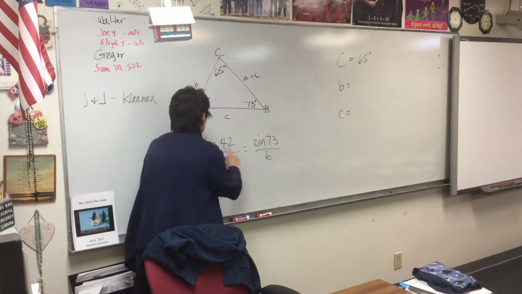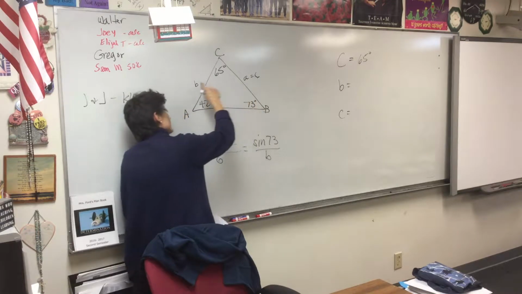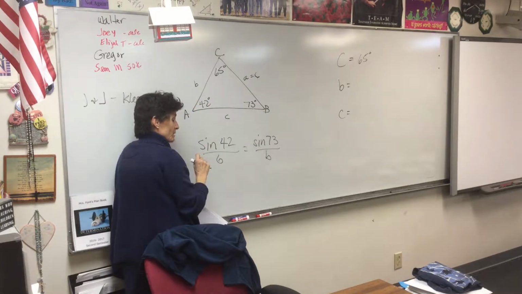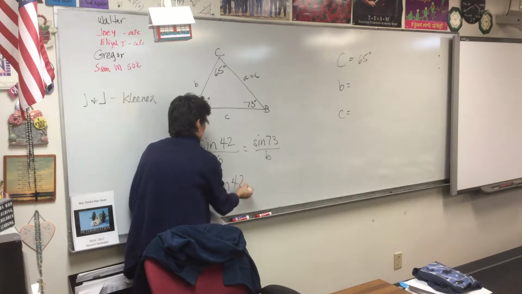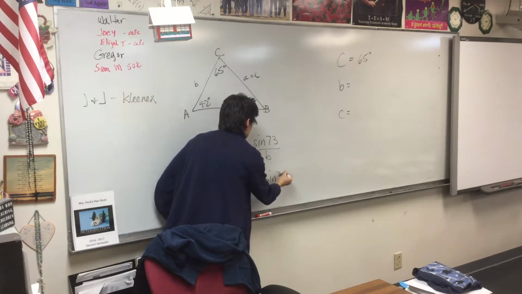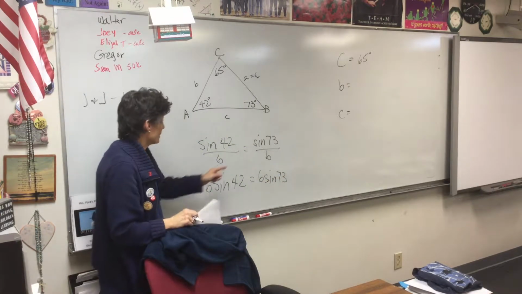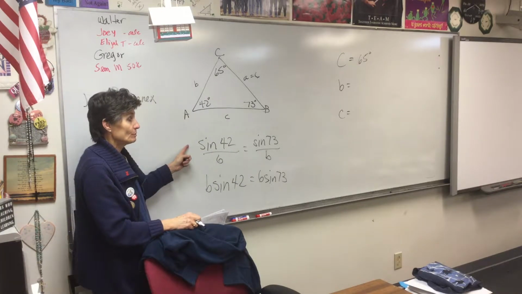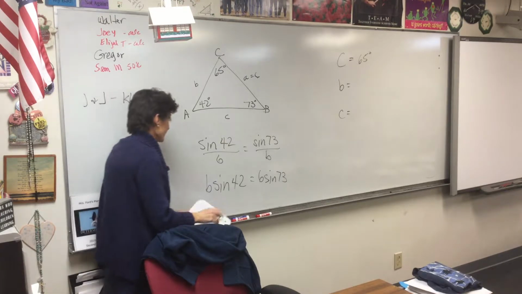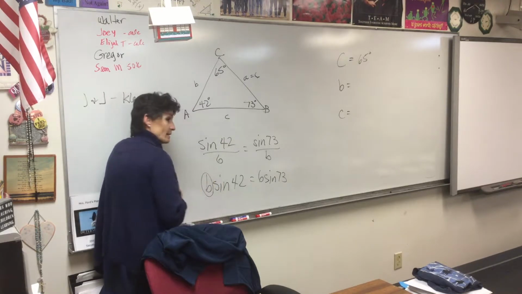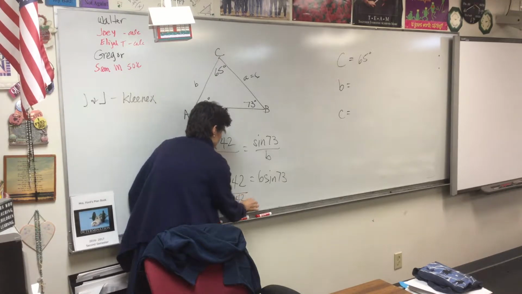All right, so here she's got it set up. Sine 42 over 6, sine 73 over b. So now what do we do? b sine 42 equals 6 sine 73. Just regular old-fashioned cross multiply. Then, keeping in mind that this is what I'm trying to get by itself, I'll divide by sine 42.